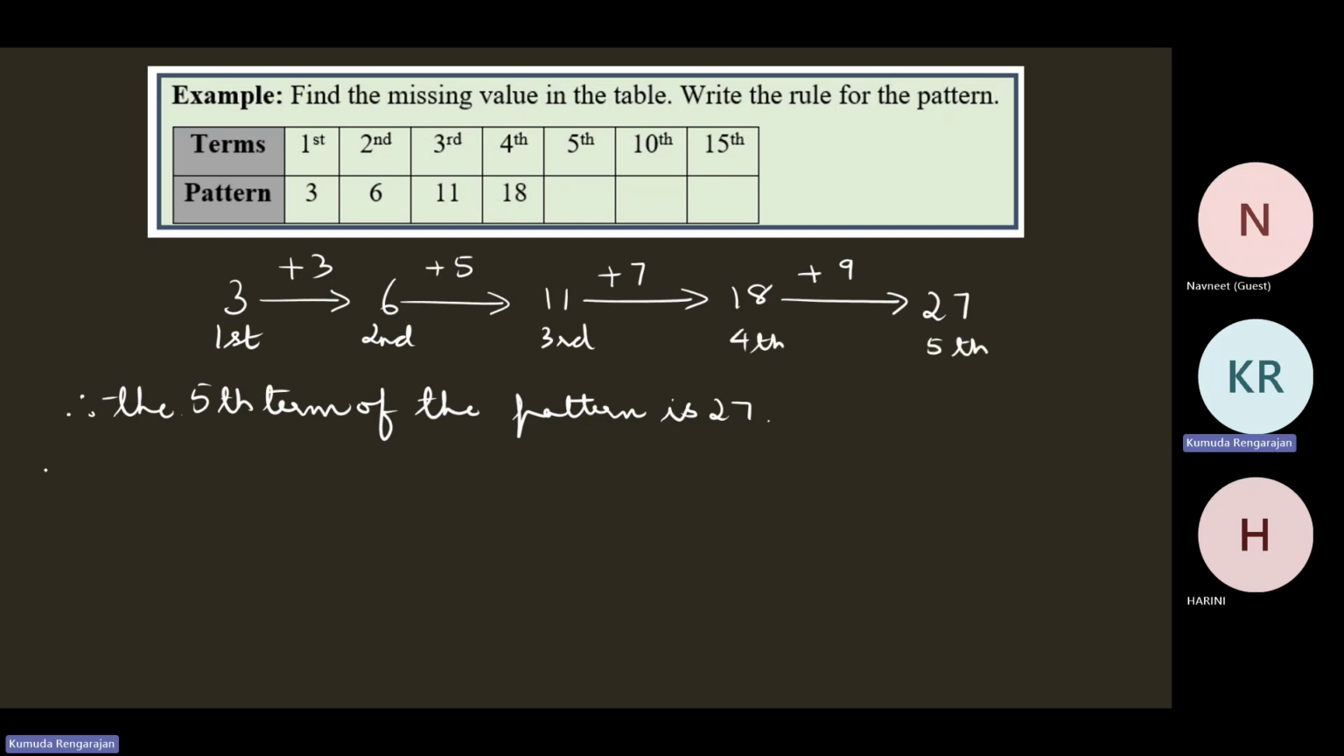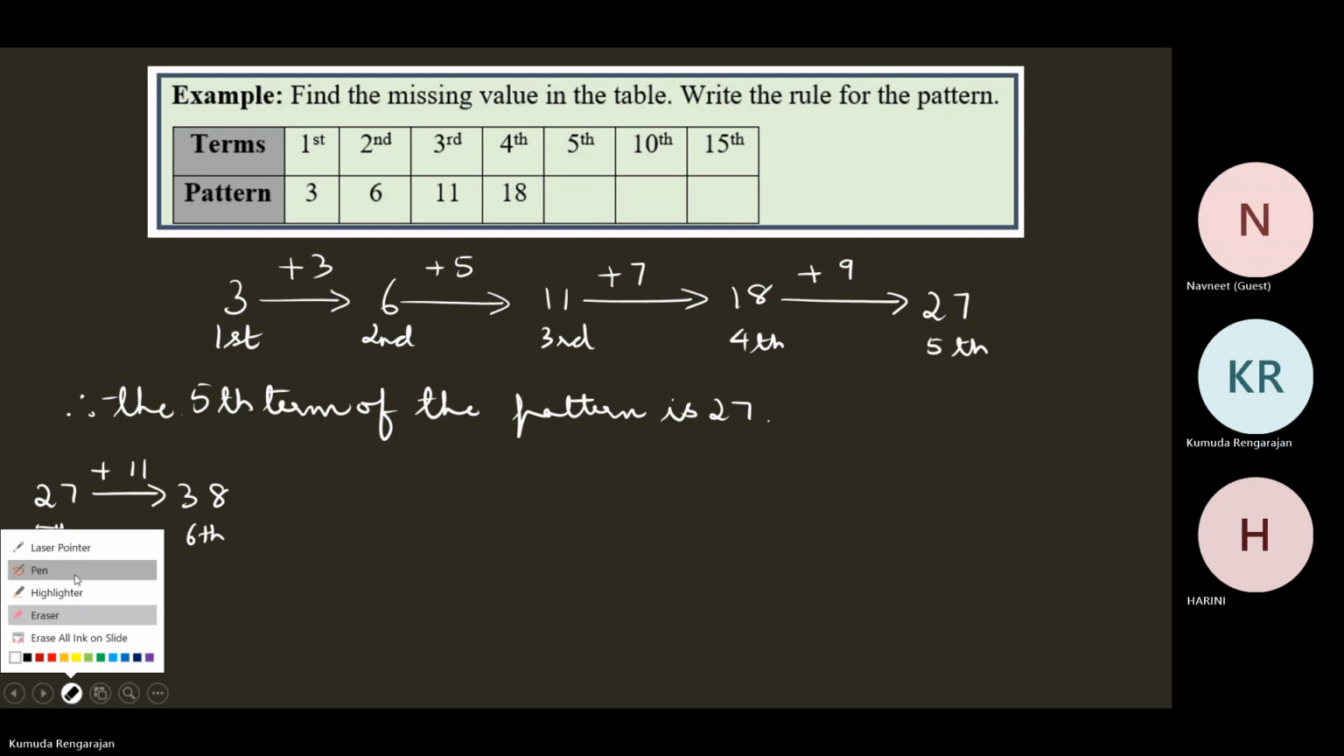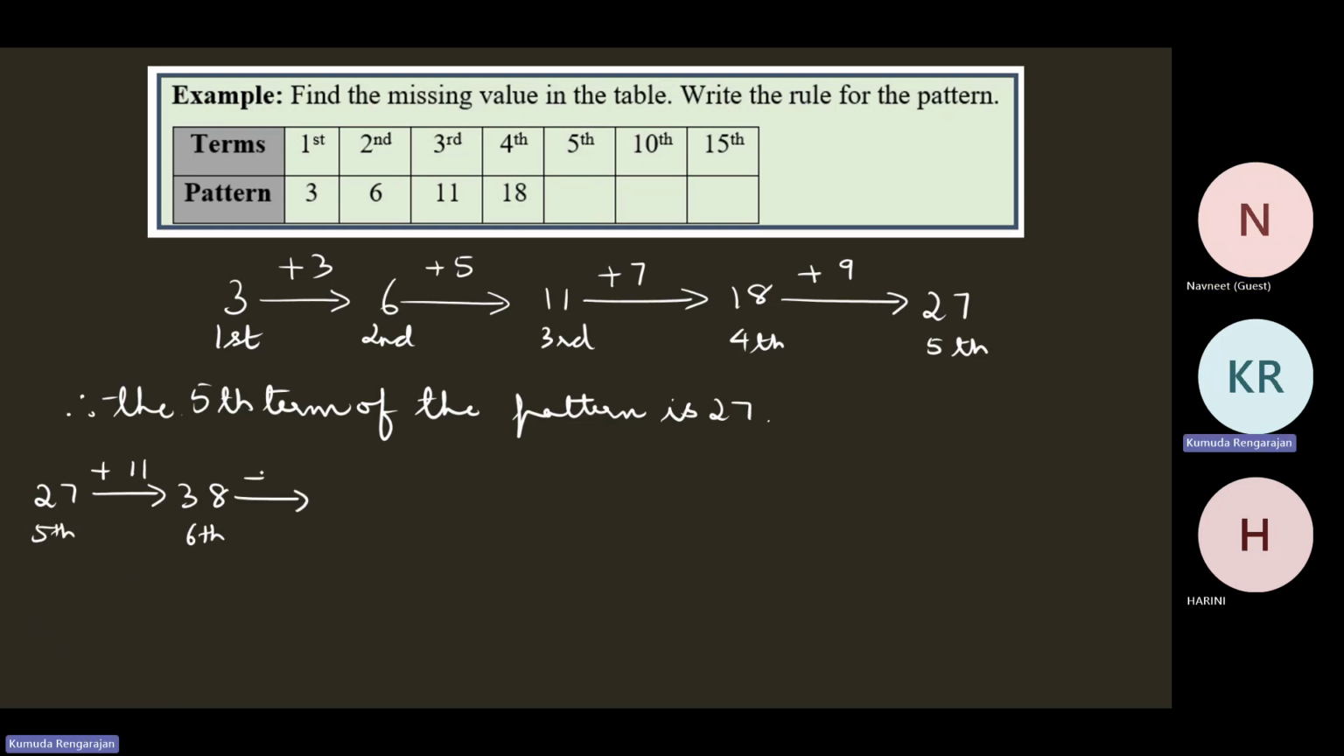So we'll continue. The fifth term is 27. Let's continue from 27. So it'll be plus 11, right? 27 plus 11 is 38. This is the sixth term. Then 38 plus 13. How much is that?